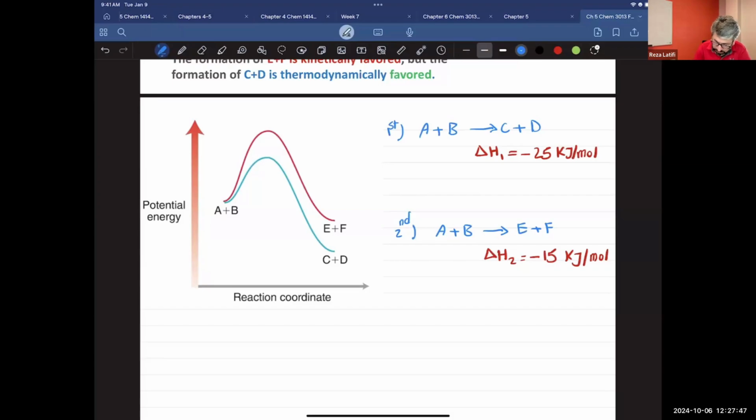Delta H is the gap between reactant and product. That's the reactant, and here we have the products. This is going to be the delta H for the second reaction, minus 15, and that's going to be delta H of the first reaction, which is minus 25 kilojoule. The one that has the bigger negative number for delta H is going to give you the more stable product. So I'm going to say thermodynamic.